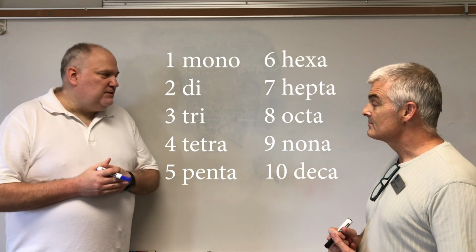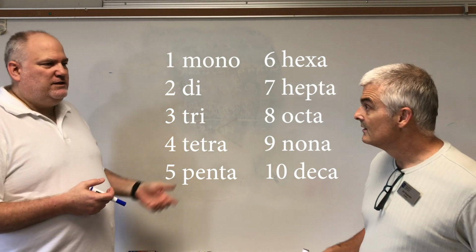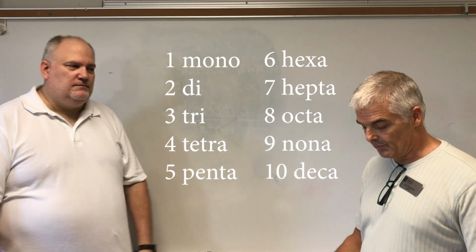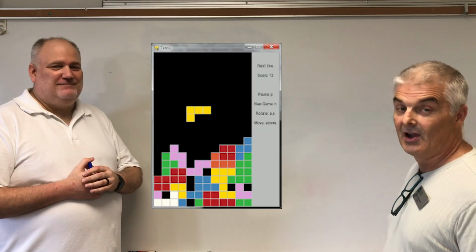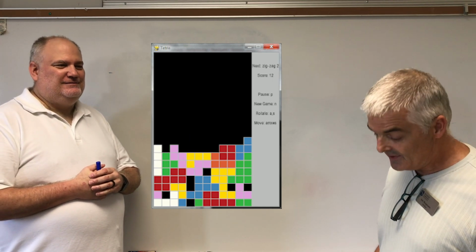One of the cool things about these prefixes, as you take a look at them here, is that they're all ones you've used in math. Mono, di, tri, tetra, penta, hexa, hepta, octa, nona, deca. I think the hardest one is tetra for people. 4 is tetra, but if you've ever played the game Tetris, as you can see right here on the screen, there's always 4 little cubes in the game of Tetris.